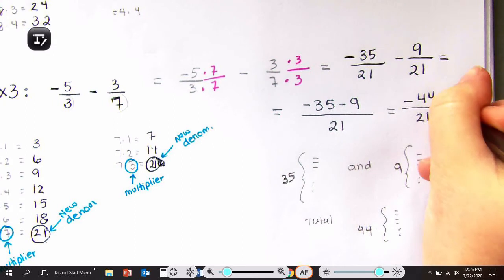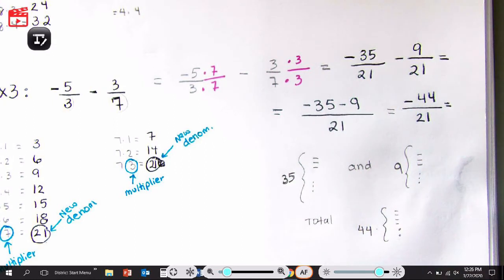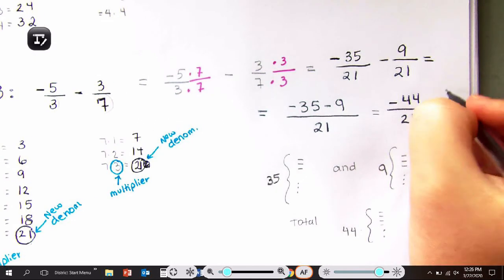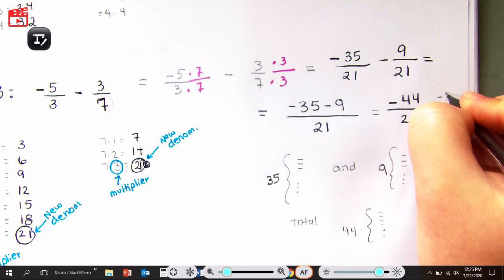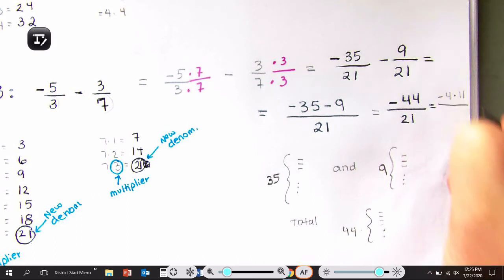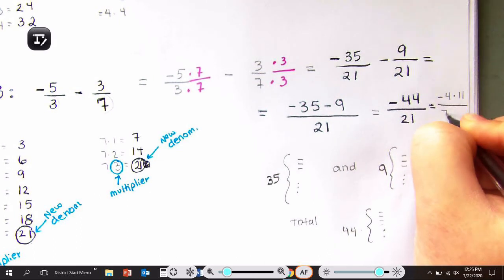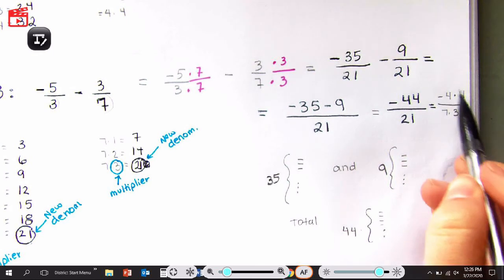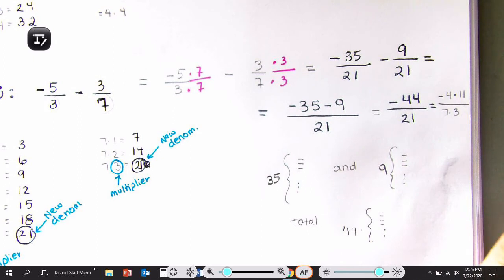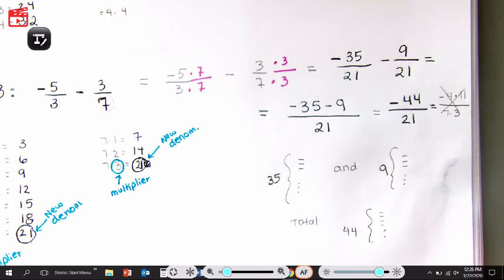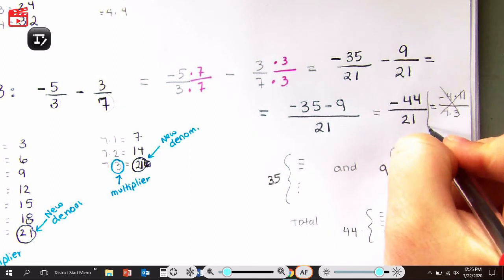And again, we can see if it simplifies. 44, let's keep that minus here. We just need one minus. So 44 is 4 times 11. And then 21 is 7 times 3. We already know that. There's nothing that's the same here. 4, 3, 11, and 7 are very different numbers. So there's nothing to cancel out. So this is our final answer.